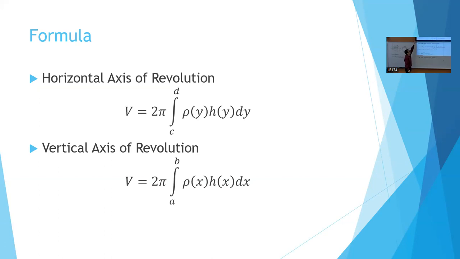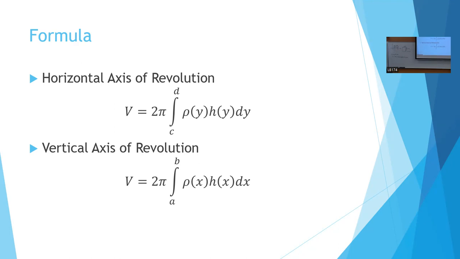So those are my formulas for the shell method. So the shell method formulas you see right here. Horizontal axis of revolution, now you're integrating with respect to y. Vertical axis of revolution, now you're integrating with respect to x. That was exactly the reverse from the disk method.